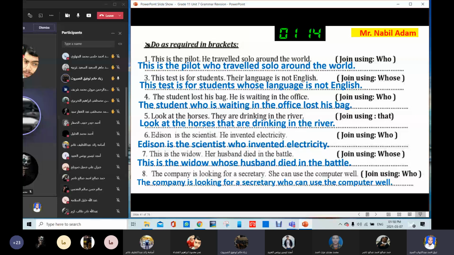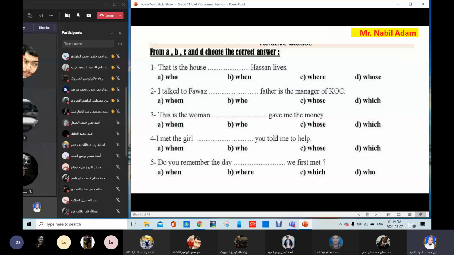Let's have a simple exercise, very easy. Choose the correct answer, choose the correct relative pronoun.